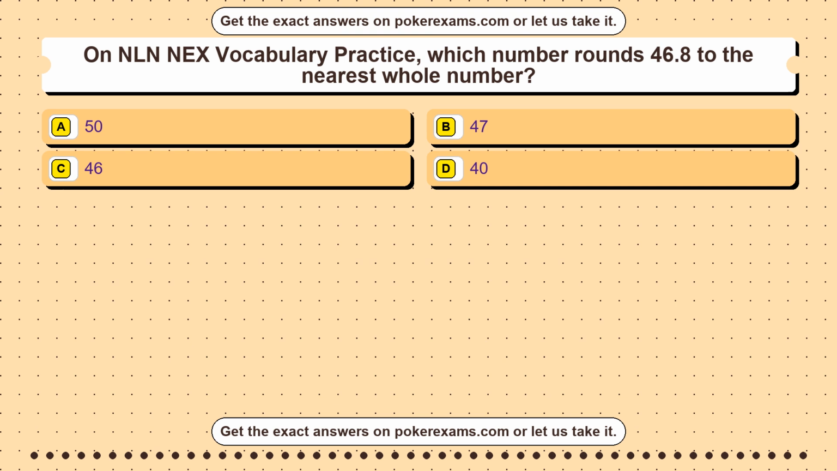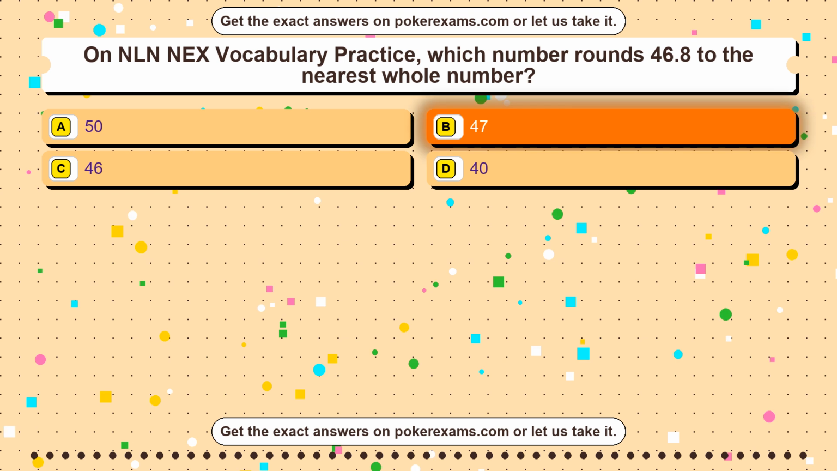Question 4. On GED test prep, which unit measures volume? Option A, degree. Option B, liter. Option C, meter. Option D, gram. The correct answer is option B.